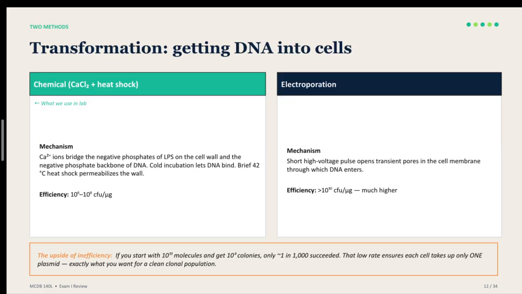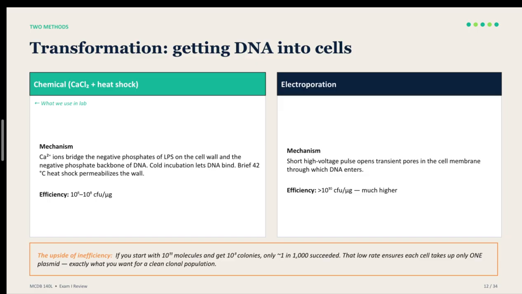Cool. So let's talk about transformations. Transformations essentially describe how you get the DNA into the cells, right? Because we know that DNA is the instructions under which the cells will perform all these different functions, right? But we need to get the instructions to the cells. So there are 2 different ways that we can do this: chemical transformation and electrical transformation.